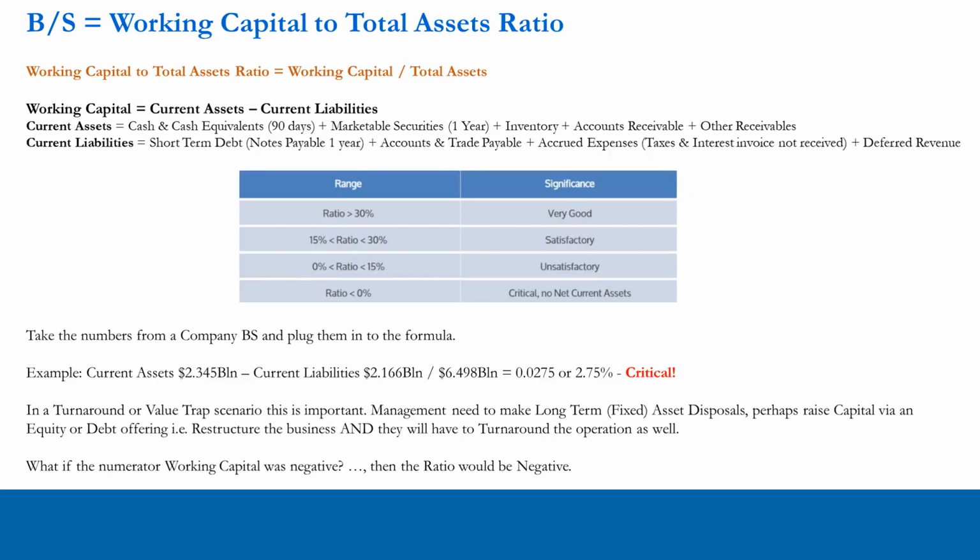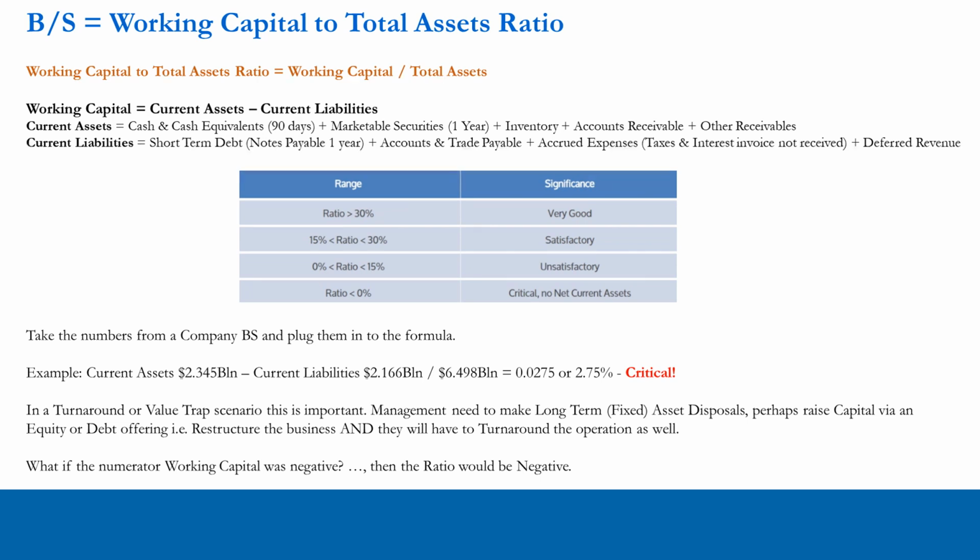Next up is our working capital to total assets ratio, again taking the data from the past balance sheet. It is calculated as working capital over total assets, where working capital is current assets minus current liabilities. So we take current assets, we take away current liabilities, so current assets minus current liabilities, and then we divide by total assets.